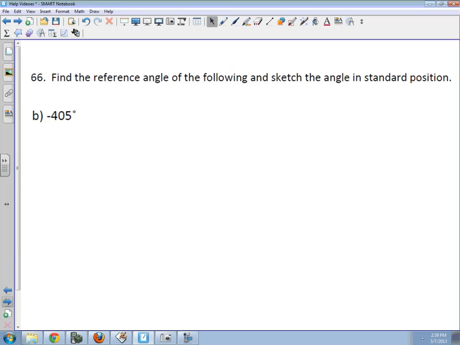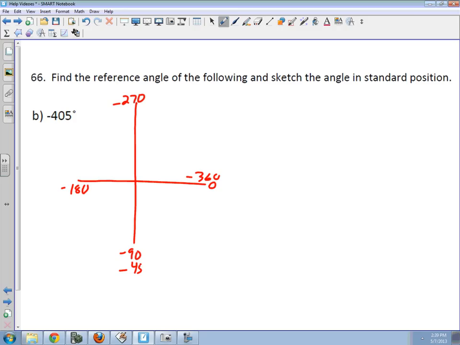Moving along. Reference angle. Find the reference angle for the following and sketch the angle in standard position. So negative 405. If I'm thinking about the negative angles, this is 0, this is negative 90, negative 180, and I'm just going to go around backwards. Negative 360, okay? Negative 360 minus 90 would be negative 450. And so I know that my angle is somewhere in here. So negative 405 is somewhere in here.